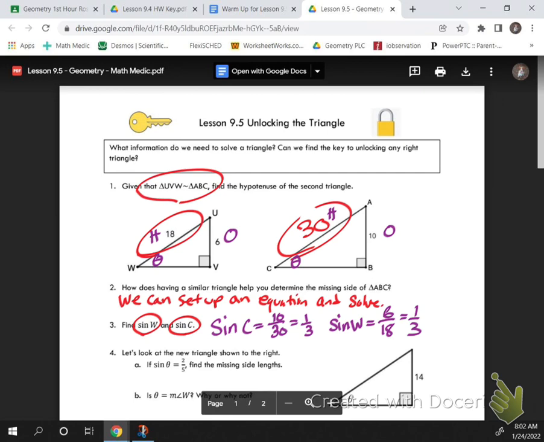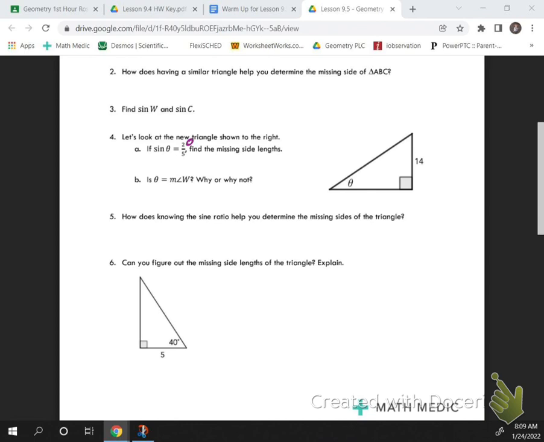Because they're similar triangles. Number 4, let's look at a new triangle shown at the right. If sine of theta equals 2/5, find the missing sides. How are you going to do that? Again, use this idea of similar triangles. Try number 4 right now with your partner. How are you going to find the missing side? Use this idea of similar triangles. Give it a try.